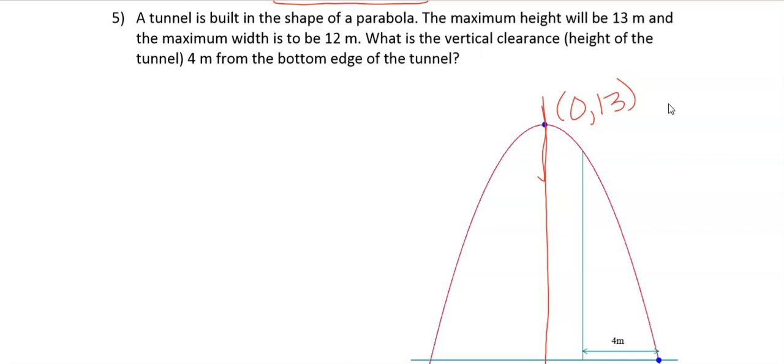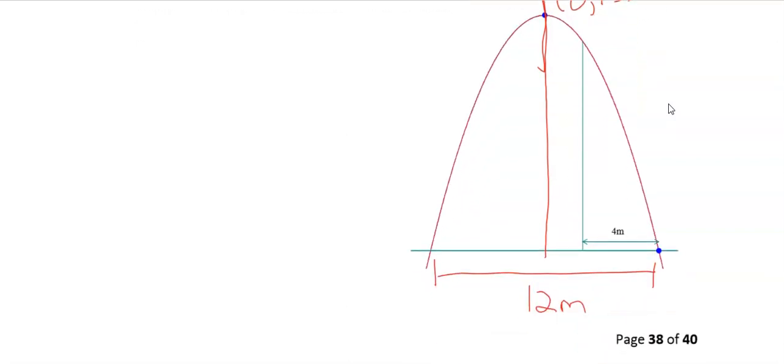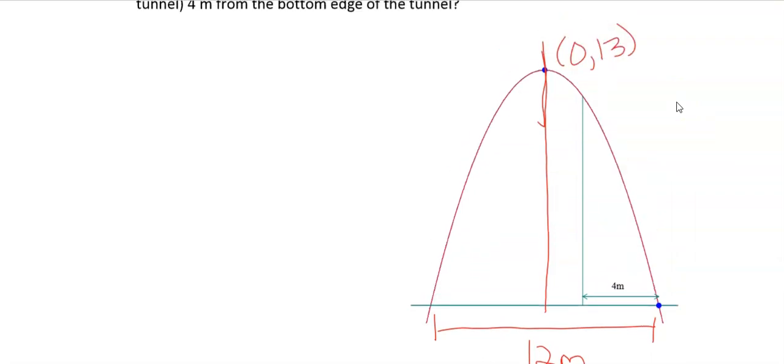So what is the vertical clearance? What's the height of the tunnel? 4 meters from the bottom edge. Now that's what's different about this question. Look at that. If you were stood up inside that tunnel, 4 meters from the edge right there, what's the height? What's the headroom in that tunnel? All right, well, I'll tell you what. The first thing you're going to need is the equation of that parabola.